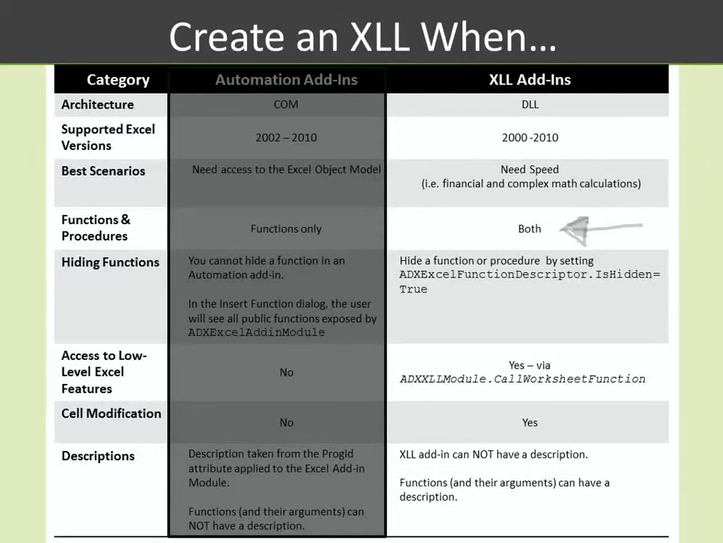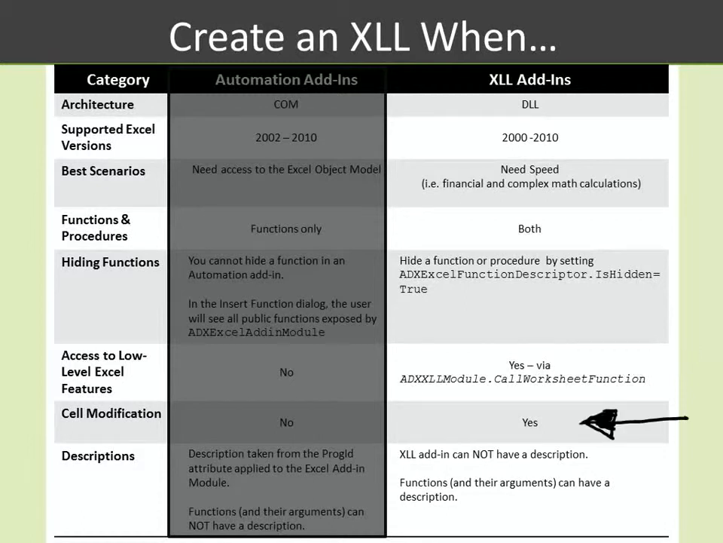You want to make use of both functions and procedures, something that's not available in automation add-ins. Also, you might want to be able to hide a function or procedure by setting the ADXLLFunctionDescriptor.IsHidden equal to true, something that you're not able to do with an automation add-in. And another nice feature is that you have access to low-level Excel features via the ADXXLLModule.CallWorksheetFunction. Again, something that's not available with automation add-ins.